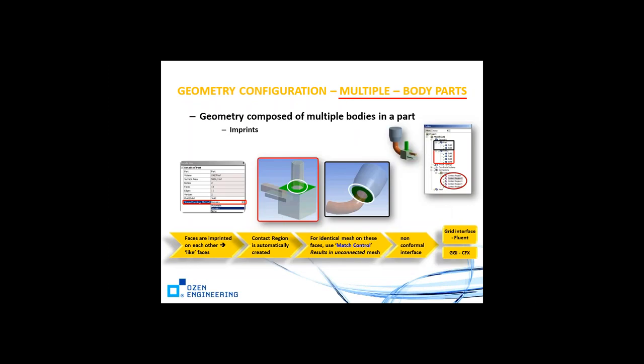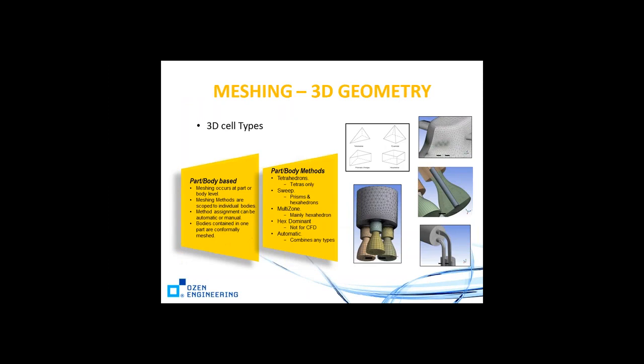So, and then you have the third option, which is the multiple body parts. What's multiple body parts? You may have two multi-body parts, and if that's the case, faces will be imprinted on each other, and there will be an imprinted face right at that interface. So again, this will take you back to grid interface in Fluent or GGI, general grid interface in CFX. So those are the three ways.